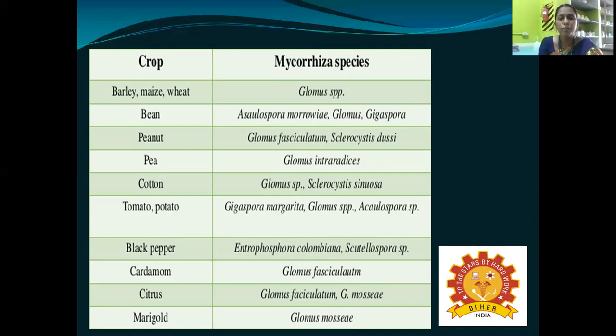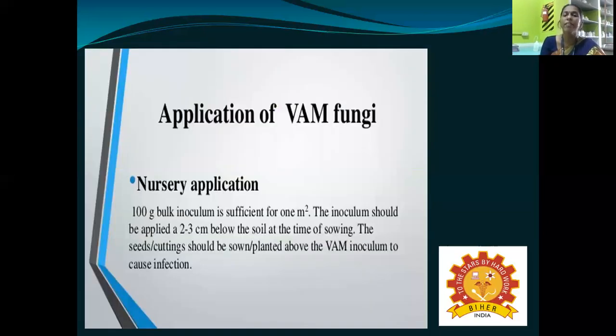And then cardamom, if you are taking Glomus species, and citrus also Glomus species, and then Glomus mosseae, and marigold, sunflower, like this marigold, they have Glomus mosseae. So these are the different types of fungi used in different varieties of plants. The main thing is the plant protective mechanism, and another important point is defense and drought resistance, where water intake is less. And then the next thing is the application of this AM fungi.